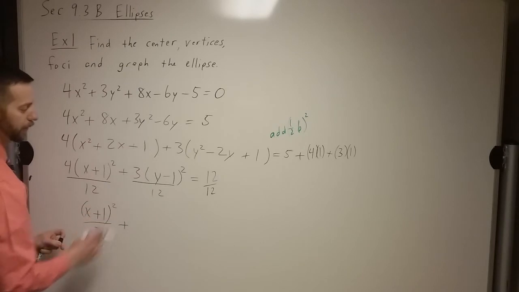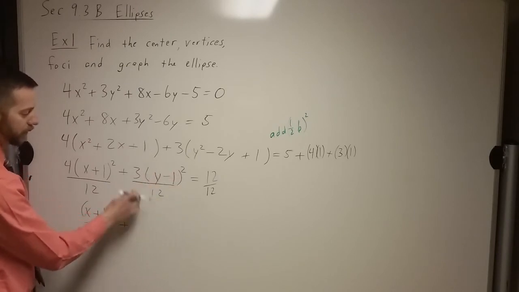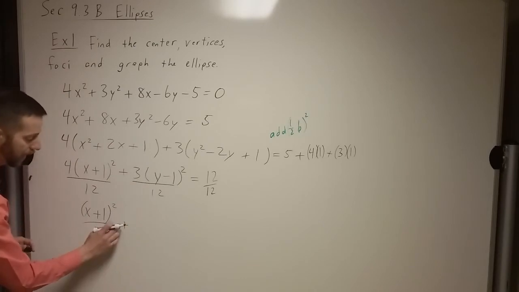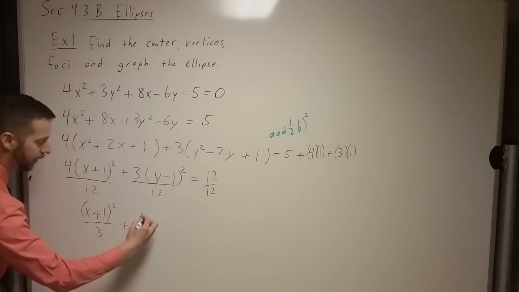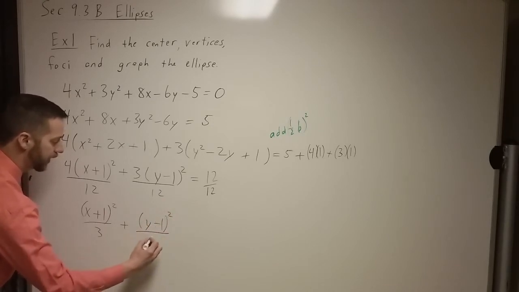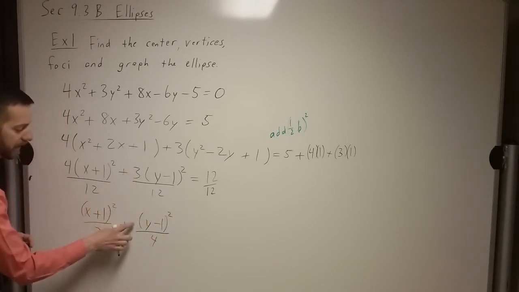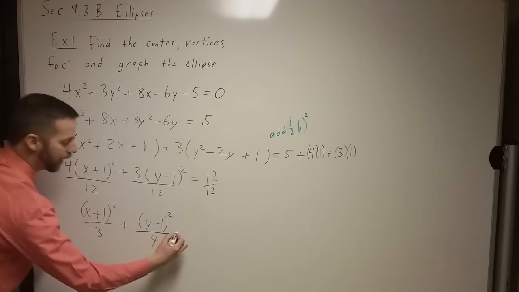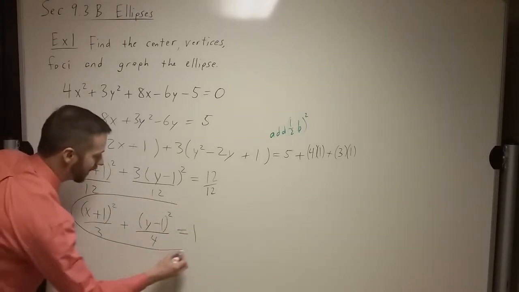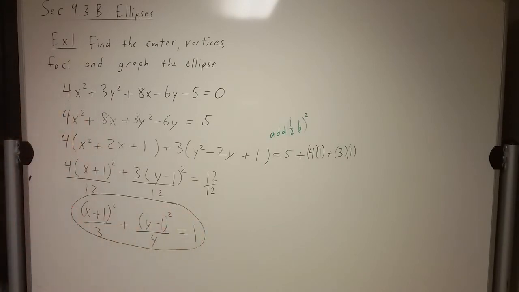Plus, we have 3 times quantity y minus 1 squared, but 3 over 12, if you simplify it, you get 1/4. And so again, the 1 out in front, you don't really have to write it. It doesn't do anything. So I have y minus 1, the quantity squared, over 4, because 3 over 12 became 1 over 4. And then equals 1. So now we've got this thing in the standard form of an ellipse.